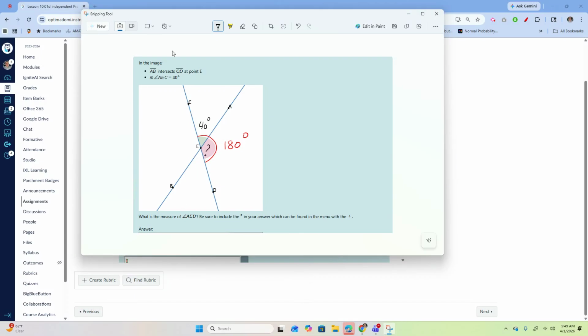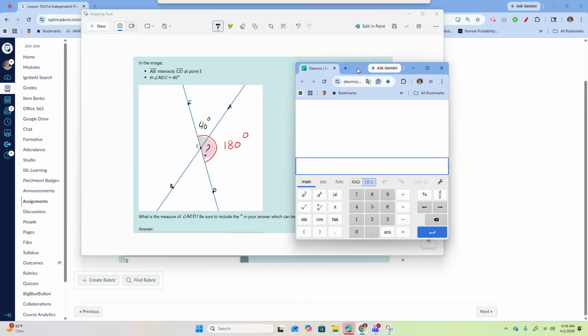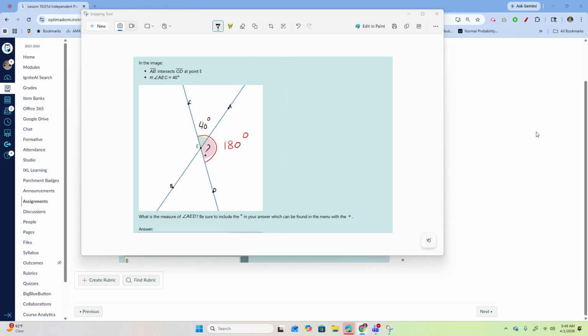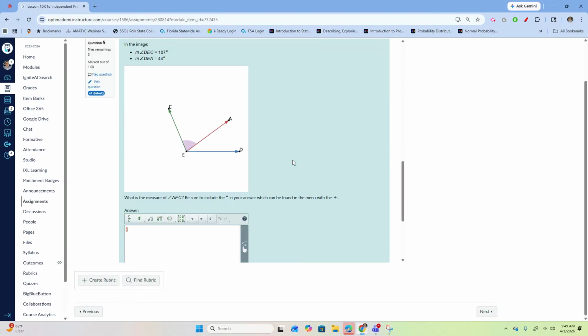So using your calculator, you know that the angle CED, so this line where the two little shades together is 180. So you take 180, you subtract what you already have, and you can see you're gonna get 140. And that's how you find angle AED. Let's go to the next problem.